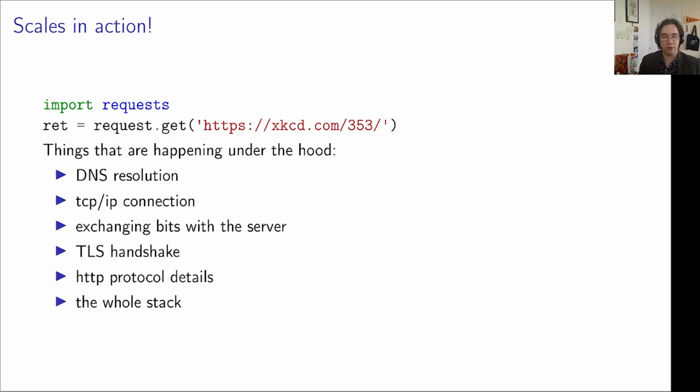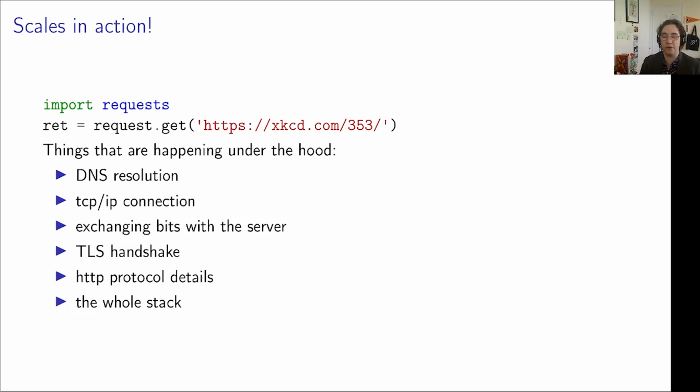Pulling this back to concrete terms quickly. My goal is to get the HTML of a web page. I can do this with two lines of Python: import requests, requests.get. From the user's point of view, this is very simple, it's two lines of Python. However, under the hood, there's a tremendous amount of work being done to make this happen.